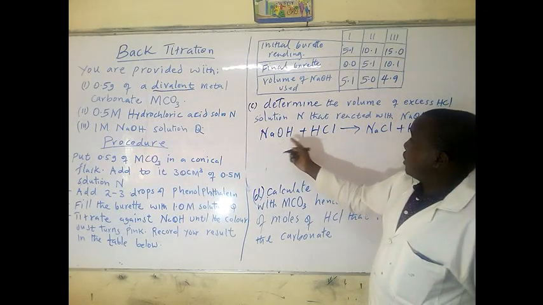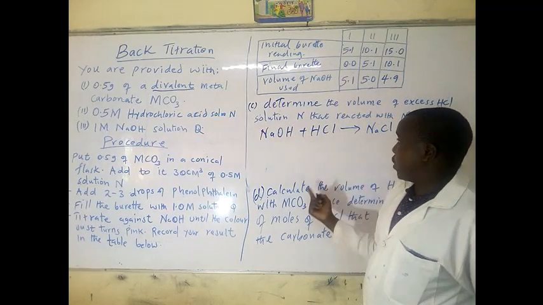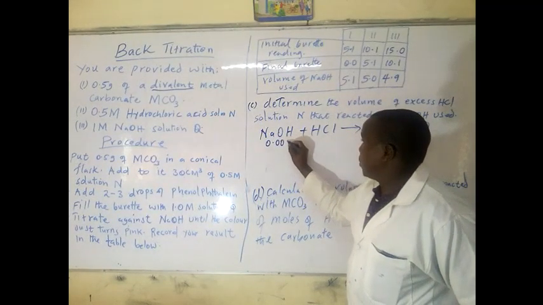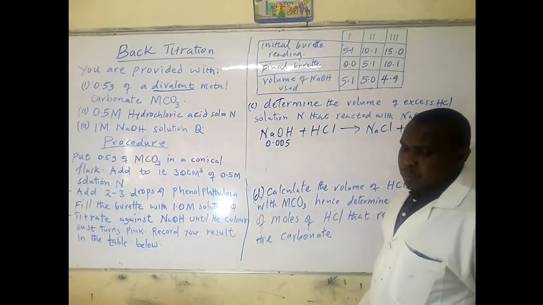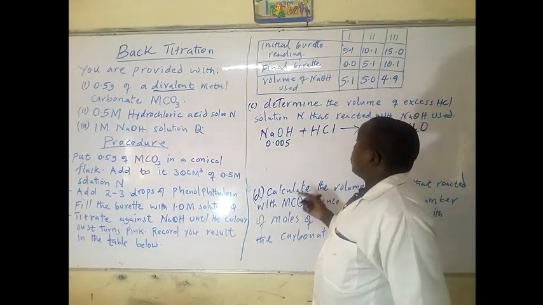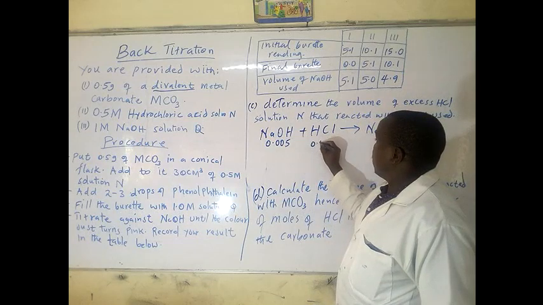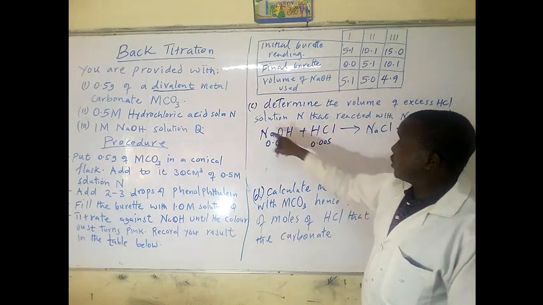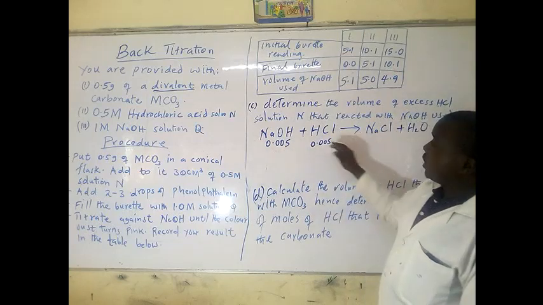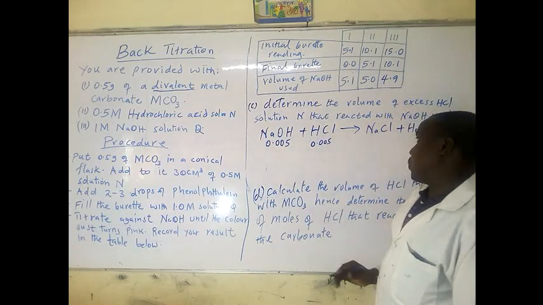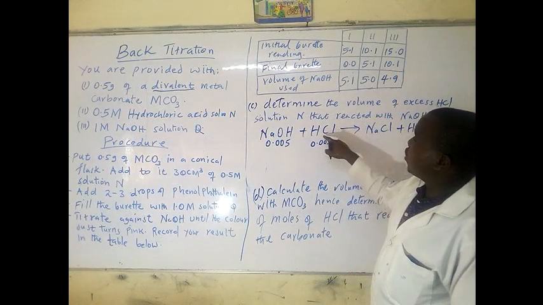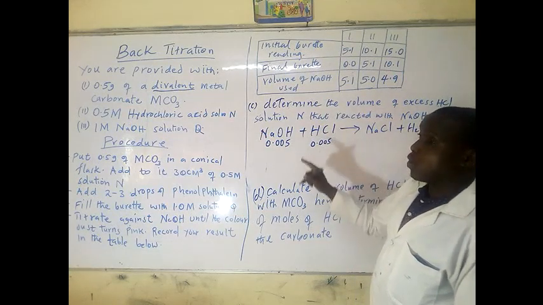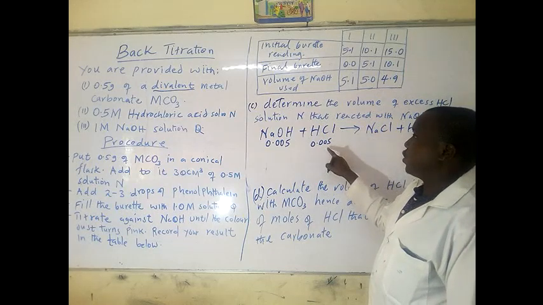We know the reaction ratio, the mole ratio, is 1 to 1. We know the number of moles of sodium hydroxide is 0.005. That is the number of moles. So automatically, the number of moles of HCl is 0.005. Why? The mole ratio is 1 to 1. Once you have written the reaction, it gives you the mole ratio. Now we know that the number of moles of HCl that was in excess is 0.005 moles.